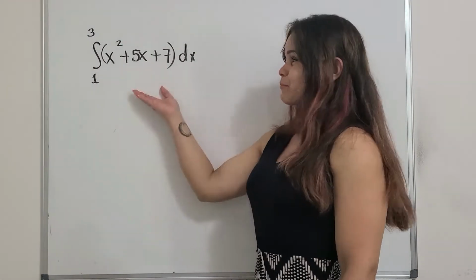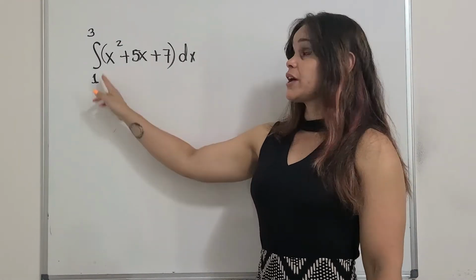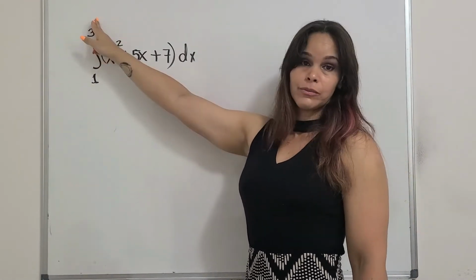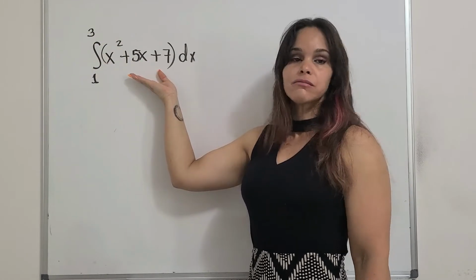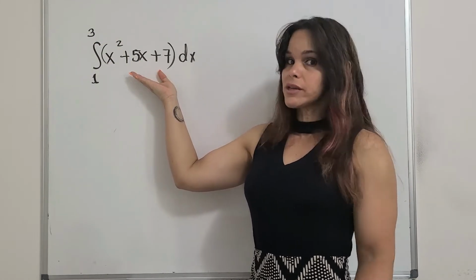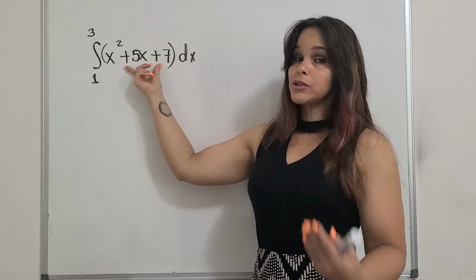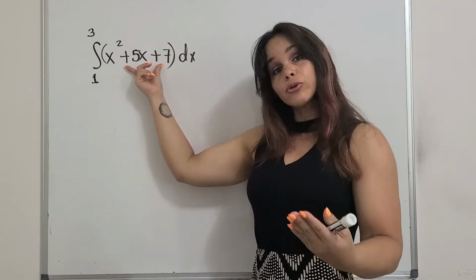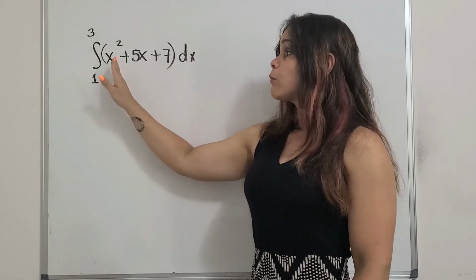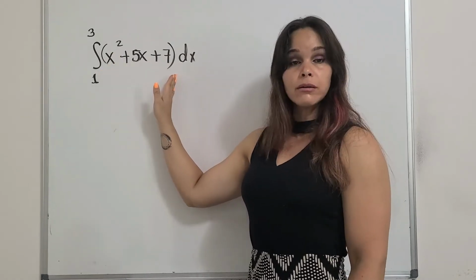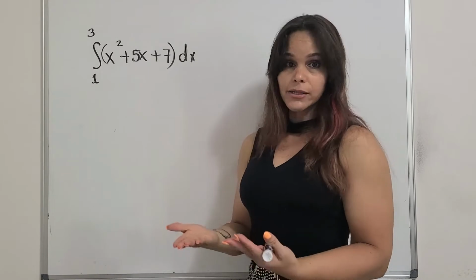Let's begin with this example. Clearly, this is a definite integral. We have values here. But we're going to begin as we already know how to do with indefinite integrals. We have the integral of a sum. So we remember the integral of a sum is the sum of the integrals. So that means that I'm going to work with each term here, integrating, and then just adding them, okay?